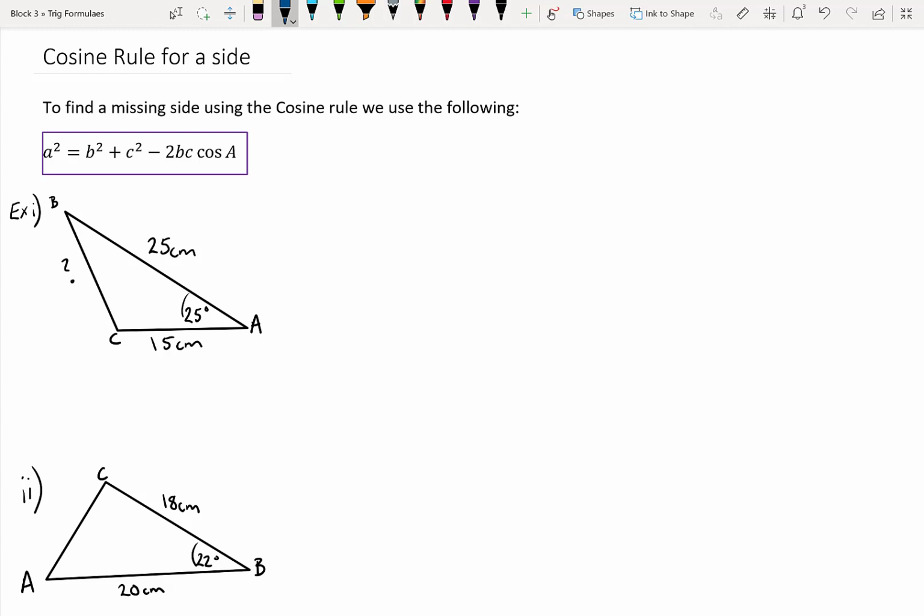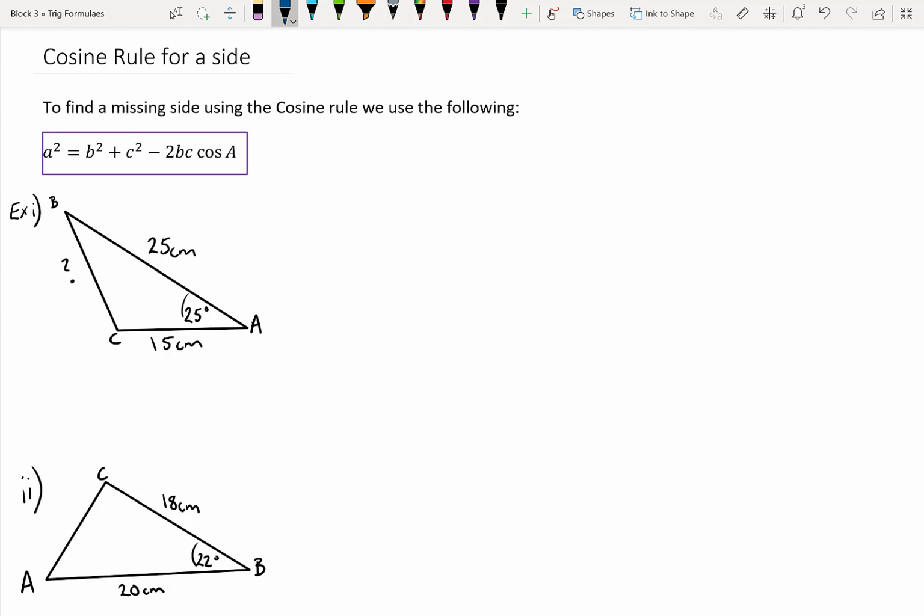So first example, I've got a triangle. I've got one side 25 centimeters. I've got another side 15 centimeters. The angle in between them is 25 degrees, and I've got an unknown side on the left hand side, and so I want to find out that unknown side.